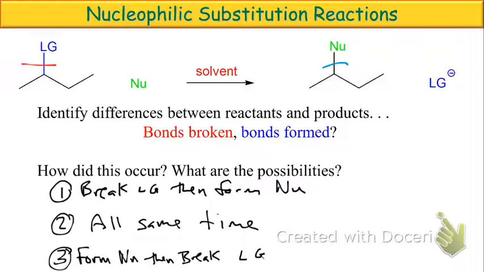To form the NU and then break the LG. Good call. That last one, forming the NU bond and then breaking the LG, is not physically possible. Why is it not physically possible? If we go back and look at that and we form the NU bond first, how many bonds would that carbon then have? 5. Can we have a pentavalent carbon? No. Which means option 3 is not a possibility.